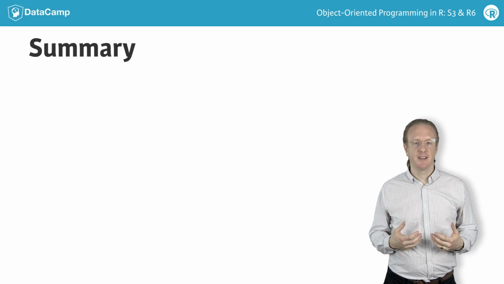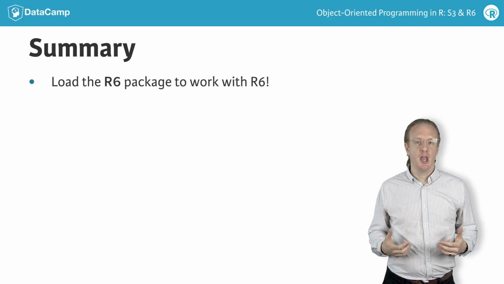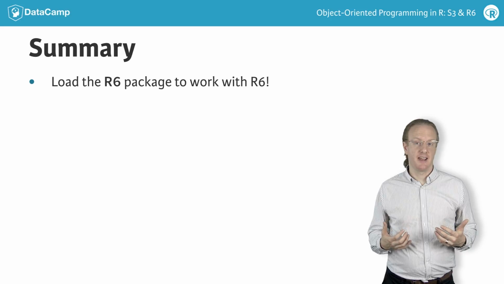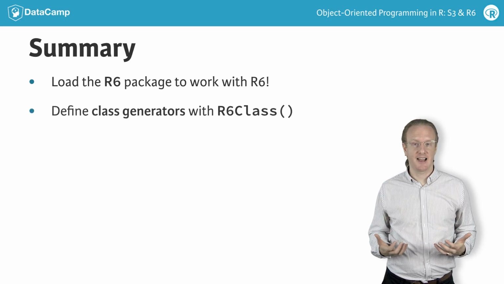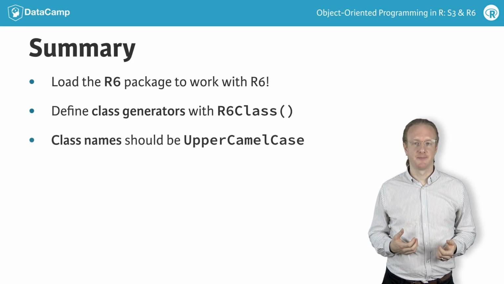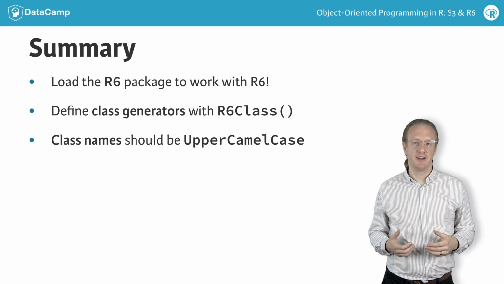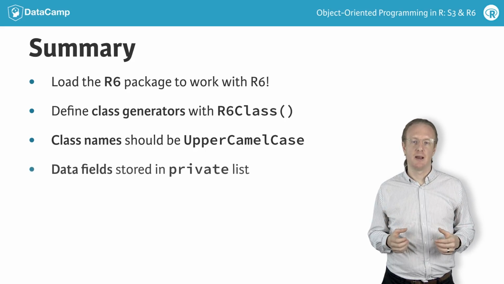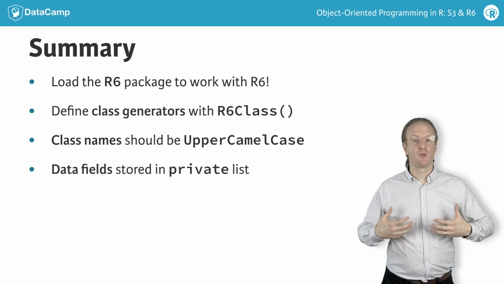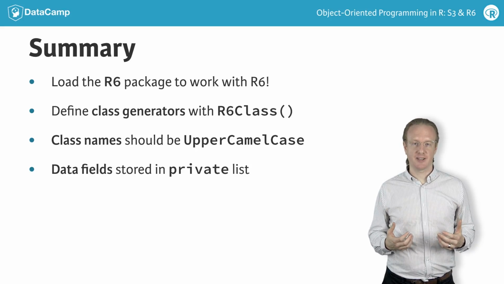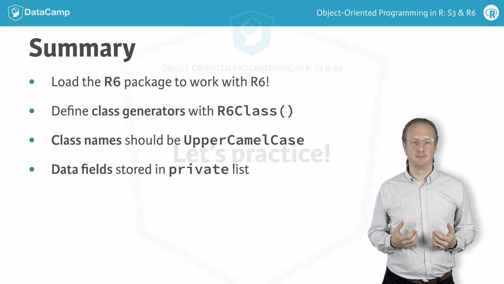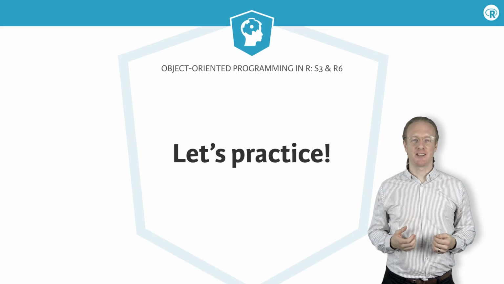To summarize, you need to load the R6 package to work with R6. You define what the object contains using the R6Class function. This takes a string naming the class, which should be upper camel case. Data fields for the object are stored in a named list variable called private. To create an object, you call the factory's new method. Now, let's try some examples.